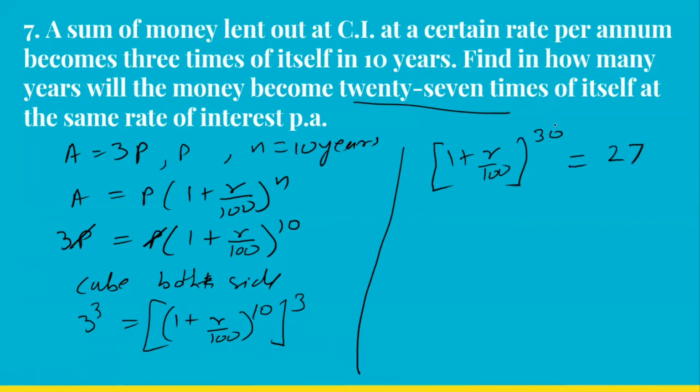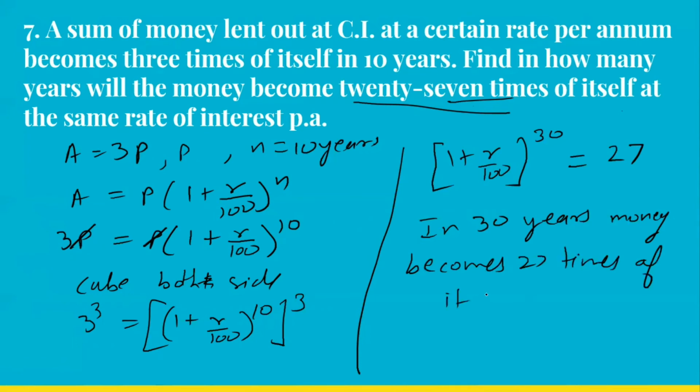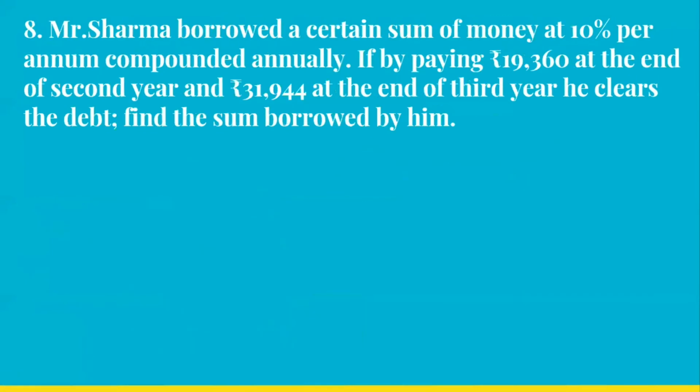So what has happened here? In 30 years, the money has become 27 times of itself. Got it? It is easy. Same question was there in exercise 3B. Okay, let's move on to question number 8.